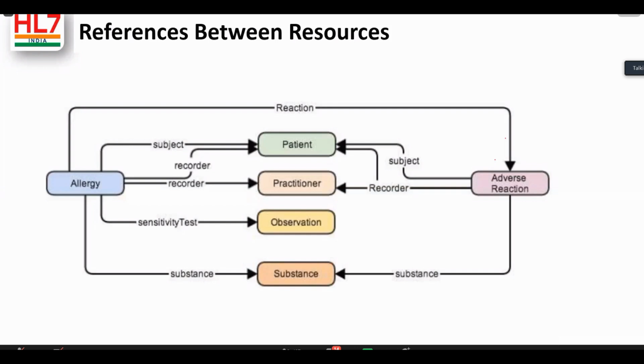So references make sense in that particular way, where you actually want to convey information that is not exactly contained in that particular resource, but another resource can fulfill that. So you just have to reference that. So that's where references are very valuable.